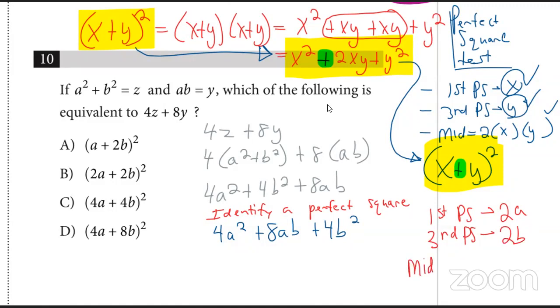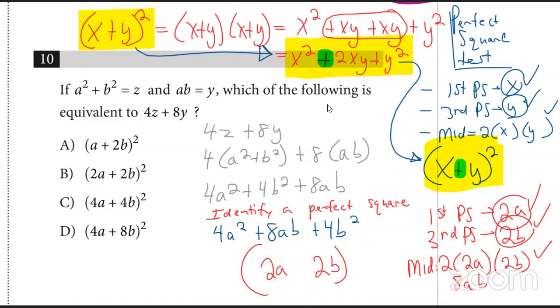Is the middle term equal to 2 times each of those terms that we just found as square roots? 2 times 2a times 2b. And in fact, it is. It's equal to 8ab. And so we have all 3 criteria of a perfect square trinomial, and it'll factor to each of these numbers, 2a and 2b, all squared. And the sign just basically has to match whatever we get right here. So if it's positive, then we put a plus sign right there, 2a plus 2b all squared. And the answer to number 10 is B.